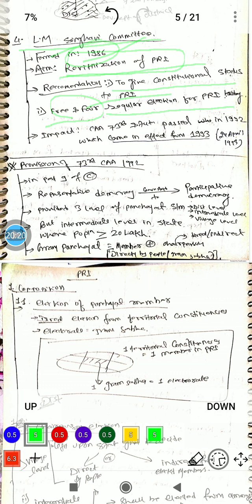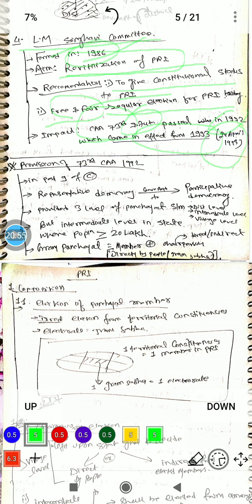The very impact of the LM Singhvi committee was that in 1992, Parliament went for the constitutional amendment and passed the 73rd and 74th Constitutional Amendment Acts. These two Acts came into effect on 24th April 1993, and the Panchayati Raj Institution and the Municipalities Act was passed. So this was basically the LM Singhvi committee.